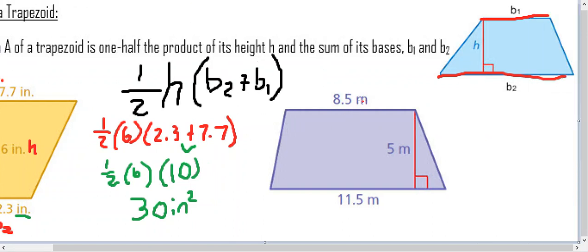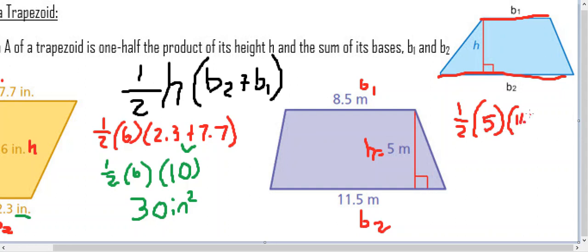All right, let's go to example number 2. My top here is going to be my b1. My bottom here is going to be my b2. And then my height is how tall it is, which says 5, so h is going to equal 5. Now I can plug it in. It'd be 1/2 times my height, which is 5, times my b2, which is 11.5, plus my b1, and my b1 was 8.5.